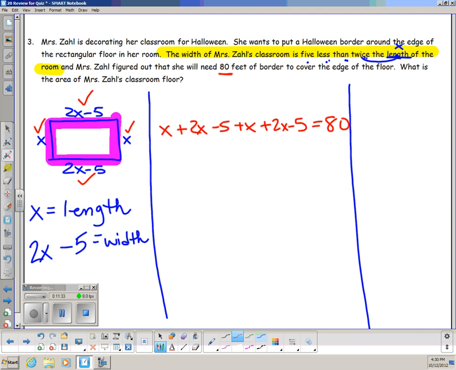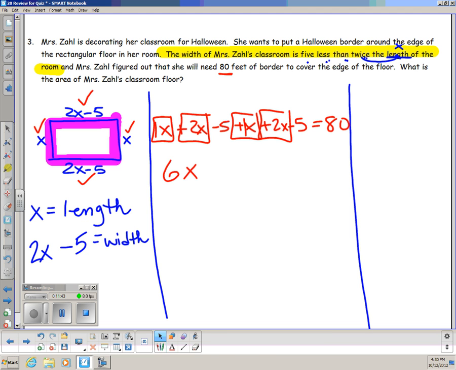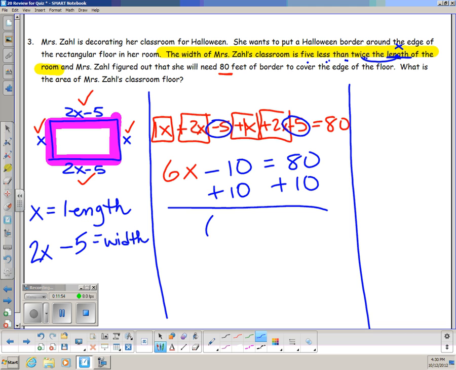Now we can combine our like terms. I have my x, my 2x, my x, my 2x. I'll put 1s in front of my x's, and altogether we have 6x. I have negative 5 plus negative 5, which is negative 10, not positive 10. Do that on your calculator. Equals 80. Add 10 to both sides. 6x equals 90. Divide by 6, and x is 15.